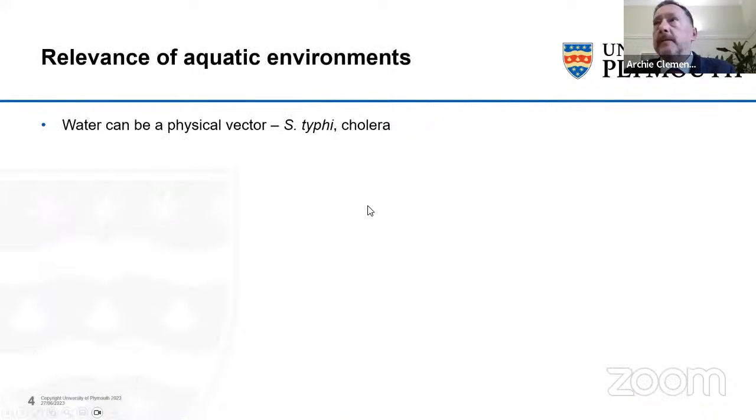So aquatic environments are really important when it comes to many infectious diseases. A large number of infectious diseases are modulated by the aquatic environment, and there's a very high global disease burden associated with waterborne infections. Water can be a physical vector, as is the case with Salmonella typhi and cholera. It's a physical vector in that water can move through an area, collect fecal material, and concentrate fecal material, and then provide an environment where pathogens can survive and then be transmitted onto people, either through physical contact or even through drinking the water.